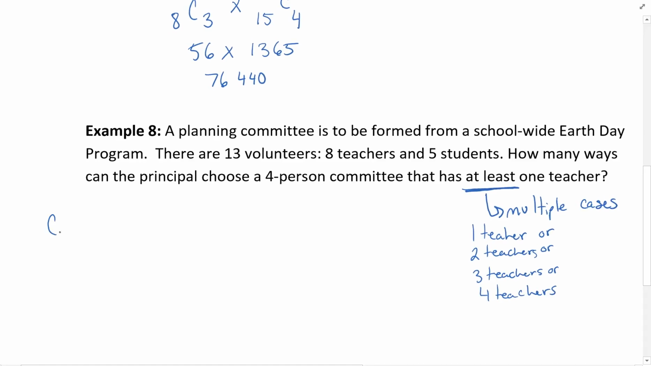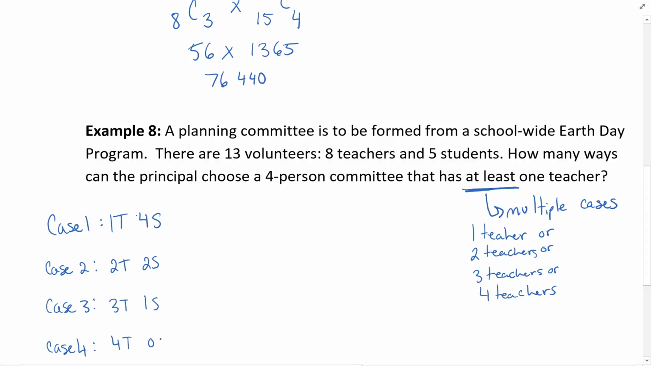So let's take a look at case 1. So that would be 1 teacher. Well, if it's a 4-person committee, then that would be and 4 students. Case 2, 2 teachers and 2 students. Case 3, 3 teachers and 1 student. Case 4, 4 teachers and no students.